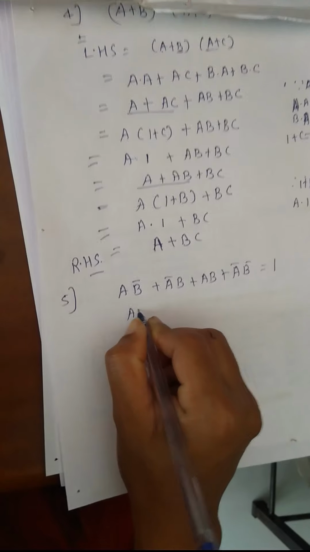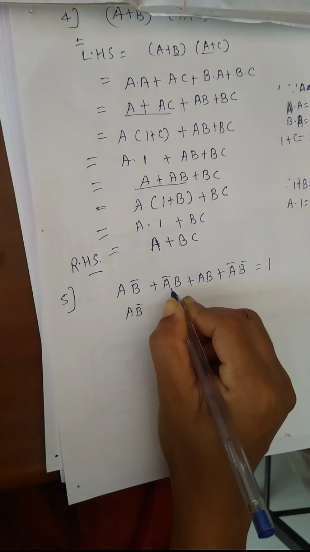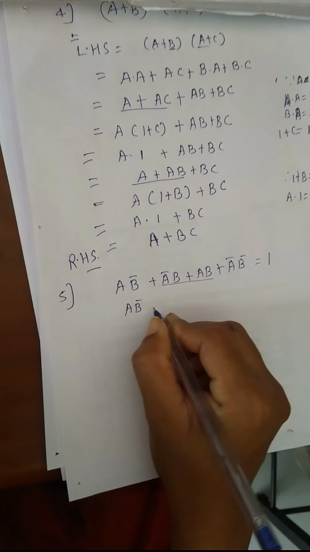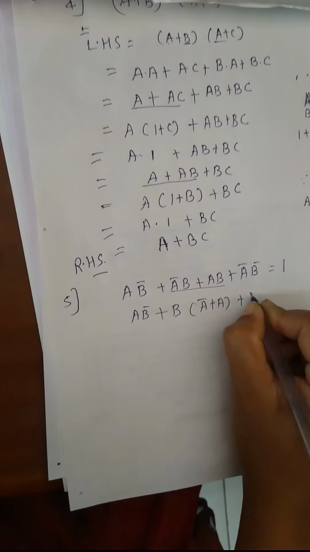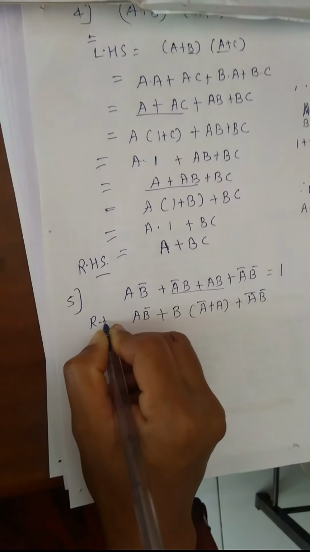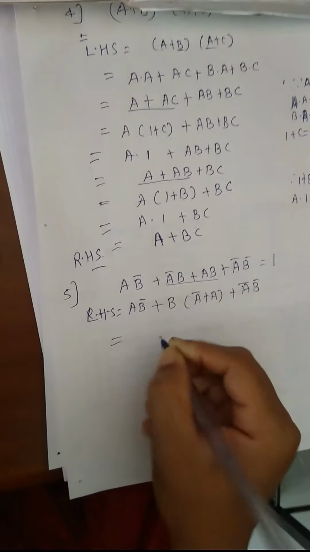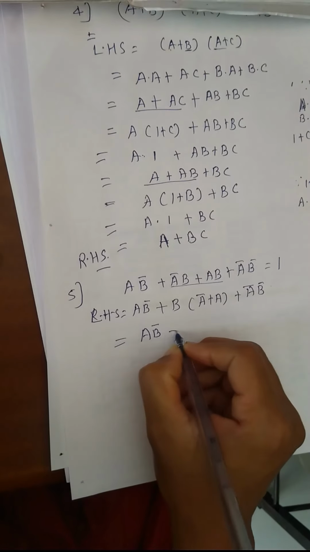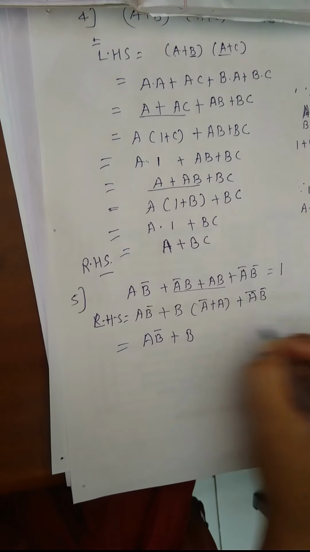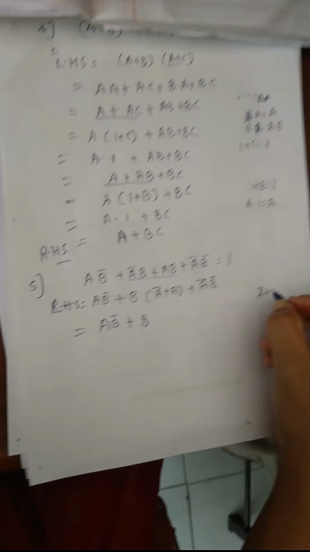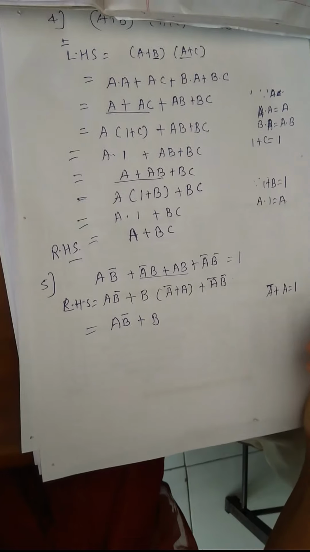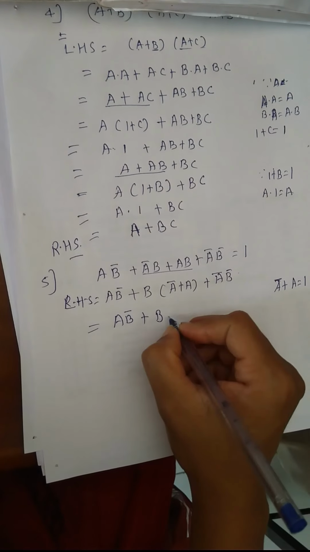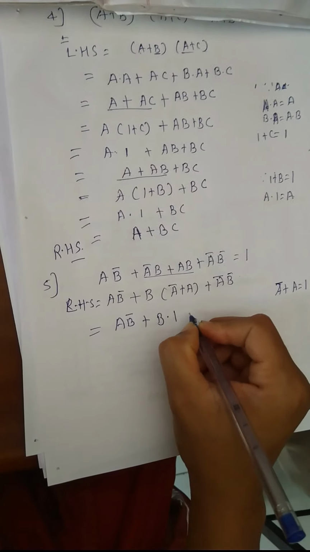In this term, A B bar, in these two terms B is common, so (A bar + A) B bar; this is how the LHS is represented. So A B bar plus B A bar plus A is equal to 1. This is the OR law. So this term is B into 1.